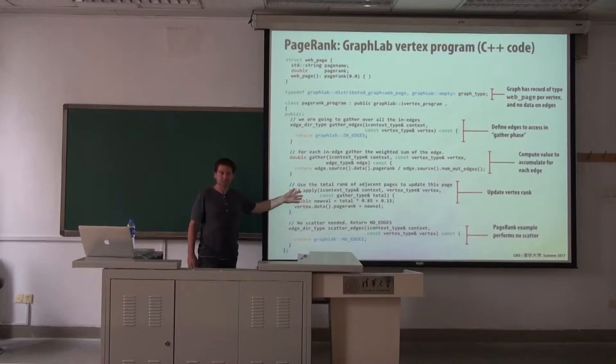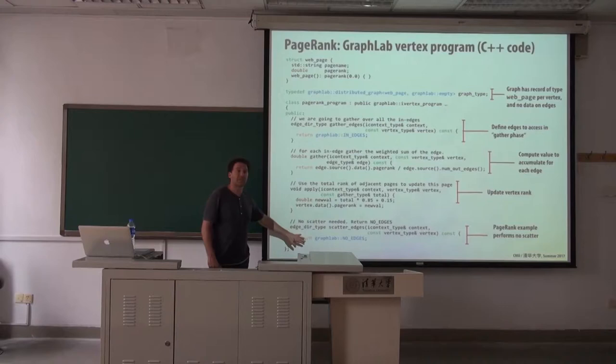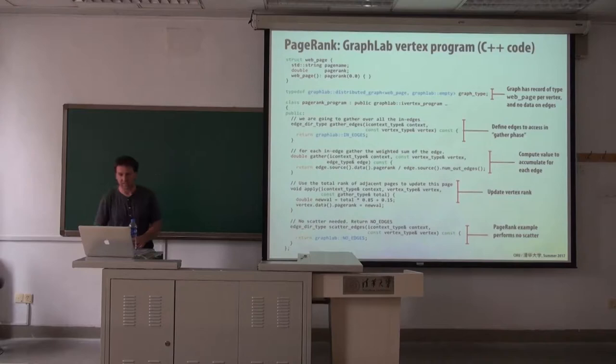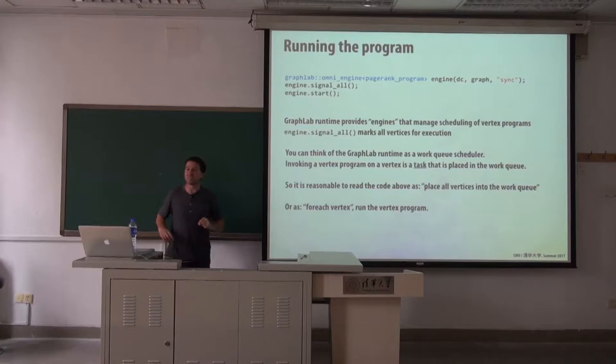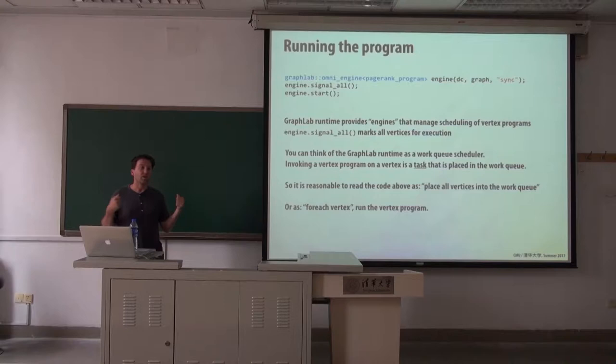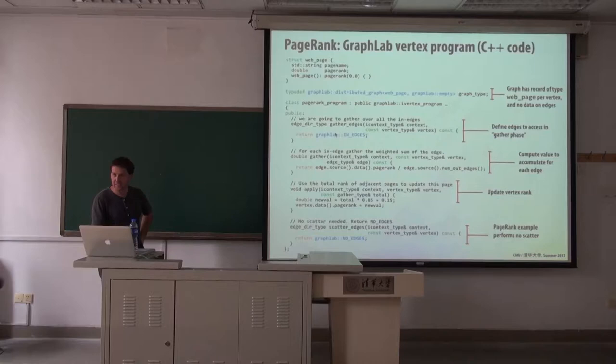Some graph algorithms need the ability to update neighboring edges, but PageRank does not. So the scatter function is a no-op here. There's no scatter function. All you do is define that code, and then up here you say, engine is just GraphLab, and you call engine.signalAll and run. signalAll just says, I want to run the vertex program that I just wrote on all of the vertices in the graph. You can interpret this as basically saying, put all the vertices in the graph in a work queue, and for each item in the work queue, run the vertex program. Running the vertex program means it will call gatherEdges, then call gather on all of the edges, then do the summation for you, and then call apply.